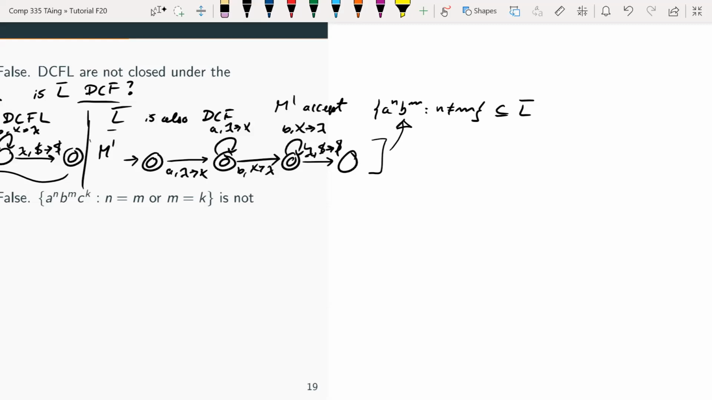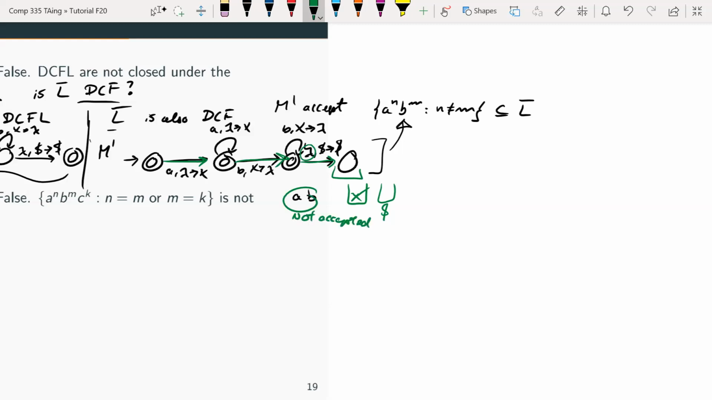Let me give you a test run. Someone said AB. Let's say you're given AB, and you run through this M prime. So you go from here to here, and you push an X to your stack. Then you don't use this transition. You read the B. You pop this, and now you have the $ sign. And now you can use this lambda transition. Remember, it's deterministic. So you can use this lambda transition to go to your non-final state. And because you end in a non-final state, AB is not accepted.